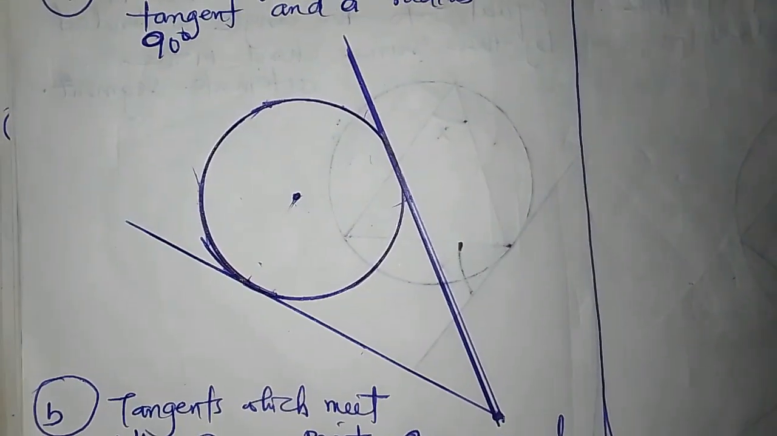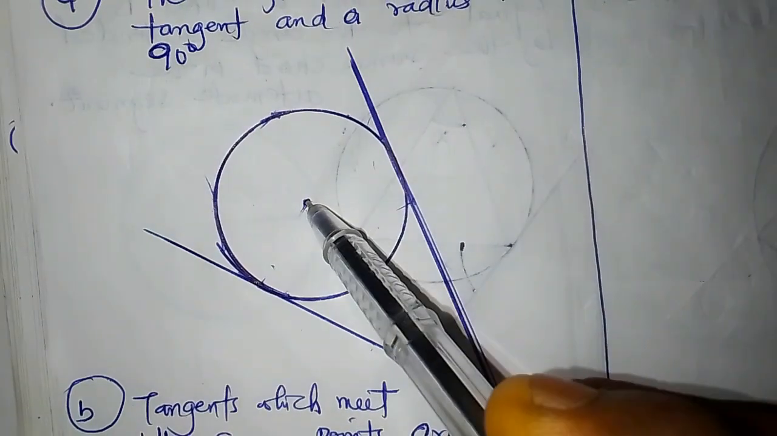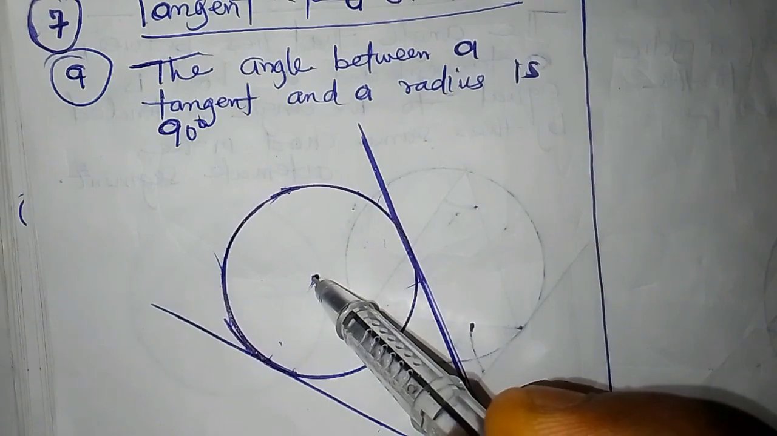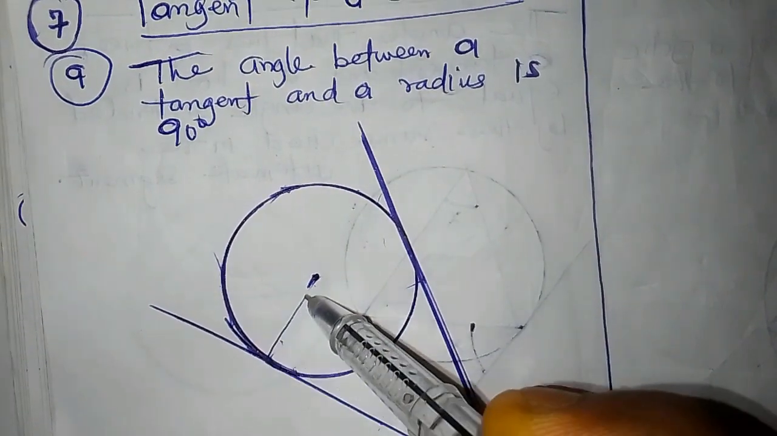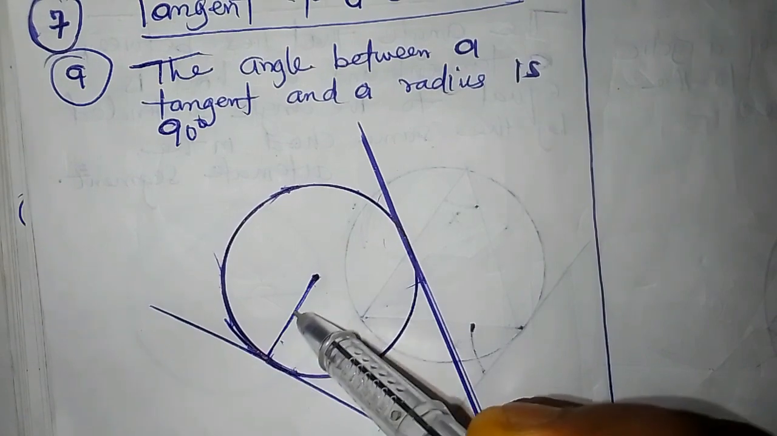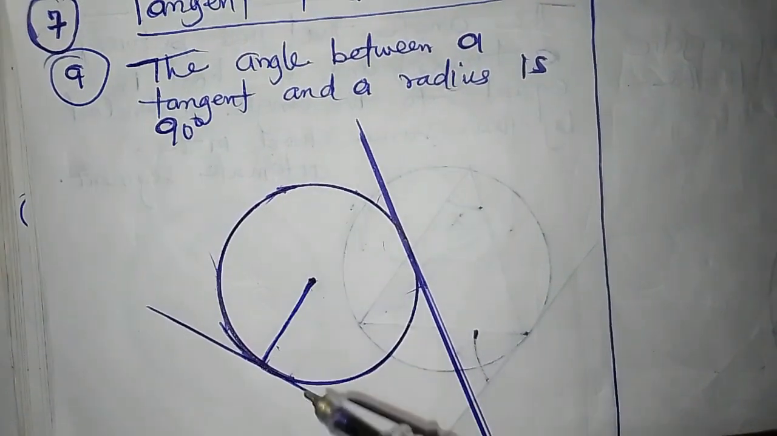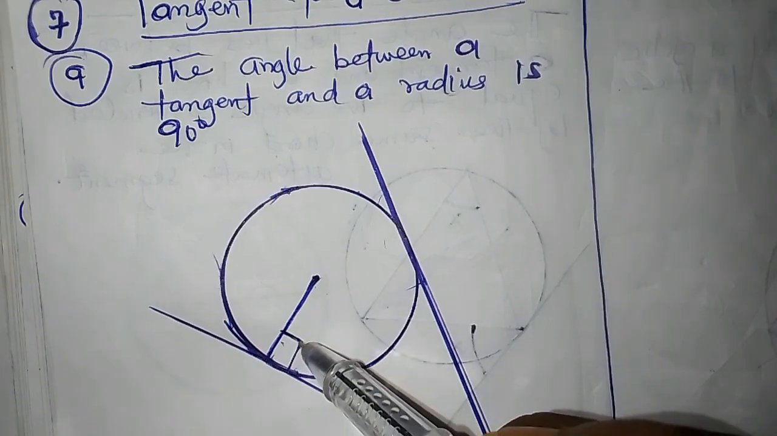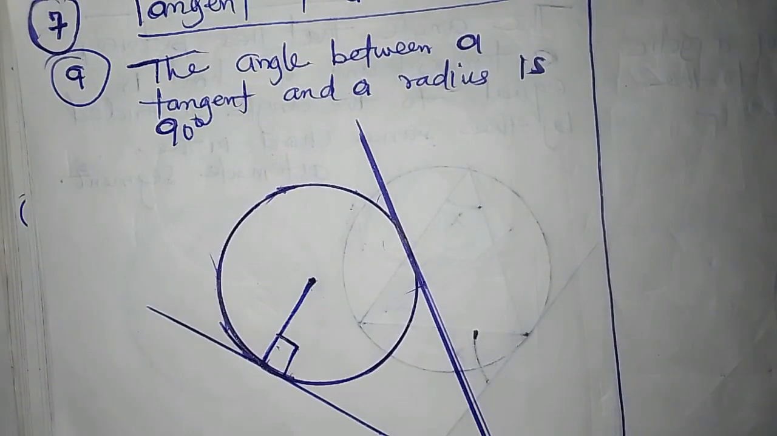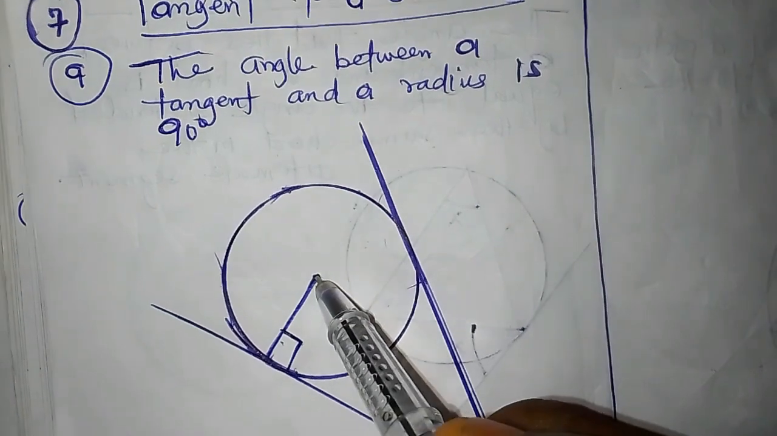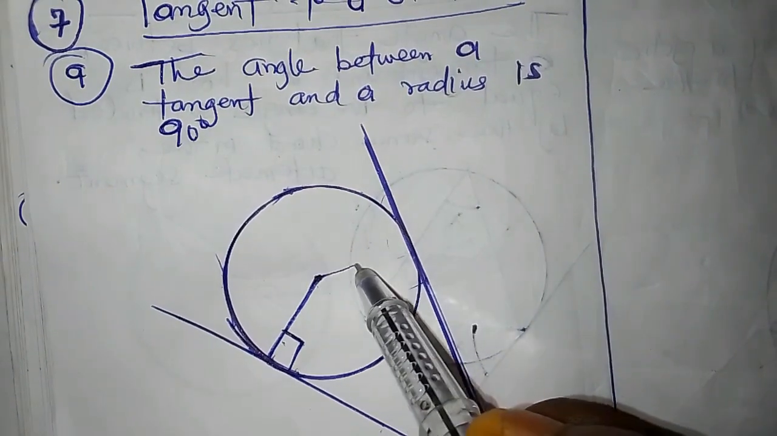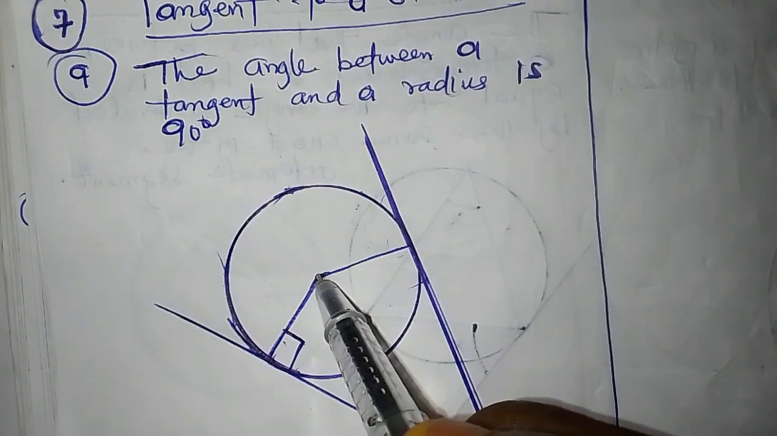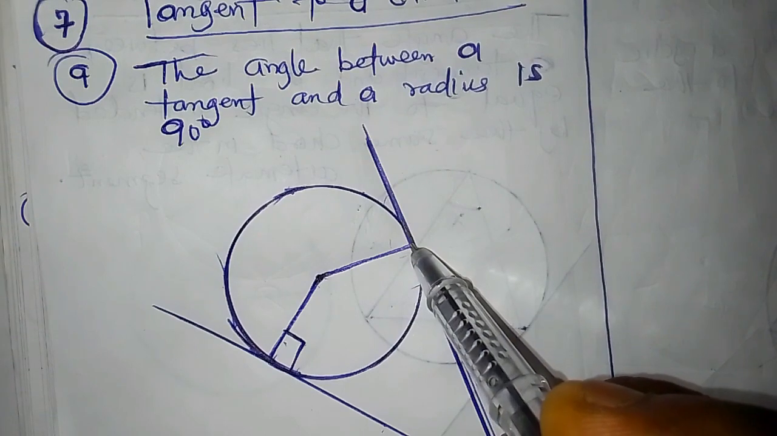Alright, look at this circle very well. This is the center of the circle. A line that is drawn from the center to any other point on the circumference is called a radius. And the rule says that the angle formed between the radius and the tangent is 90 degrees. That's the first one. I can also form another line here. This same line drawn from the center to the circumference is also called a radius.